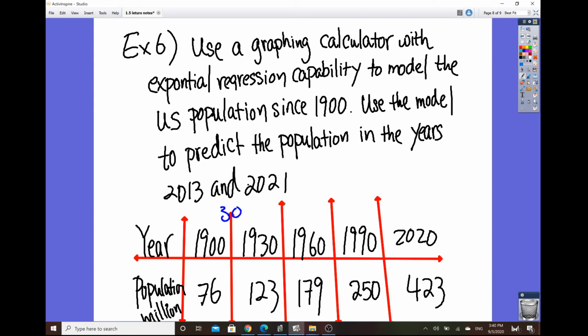It's exactly 30. But we've got to be careful with the last column here. All of a sudden this one goes all the way to 2020, which is the year right now. So the way to enter the data, you want to set up the columns called L1 and L2. I'm going to show you what to do with L1 and L2 in a minute. Now for the Y value, this is just the second row, the population in millions: 76 million, 123 million, and so on and so forth.